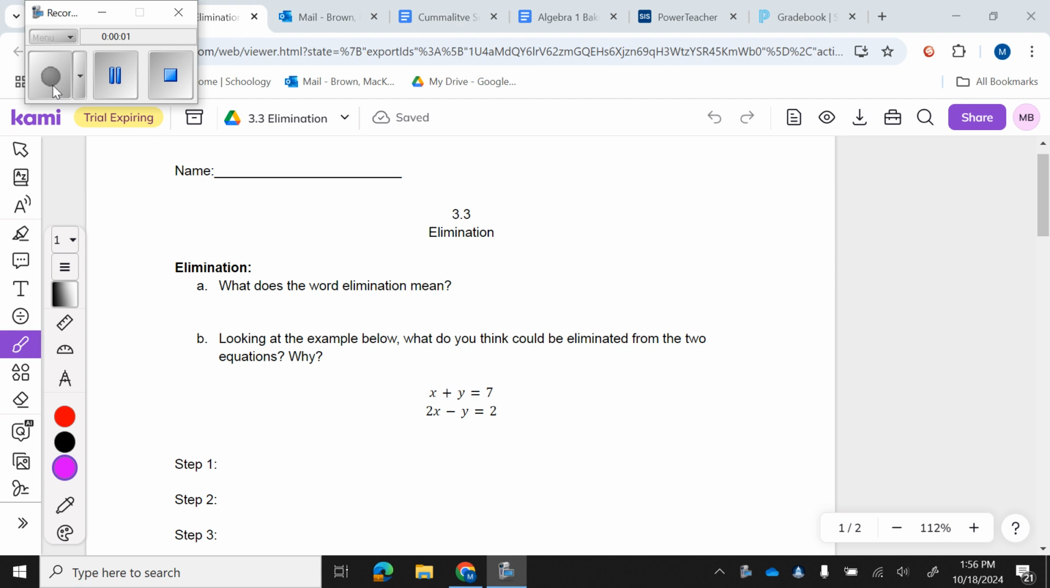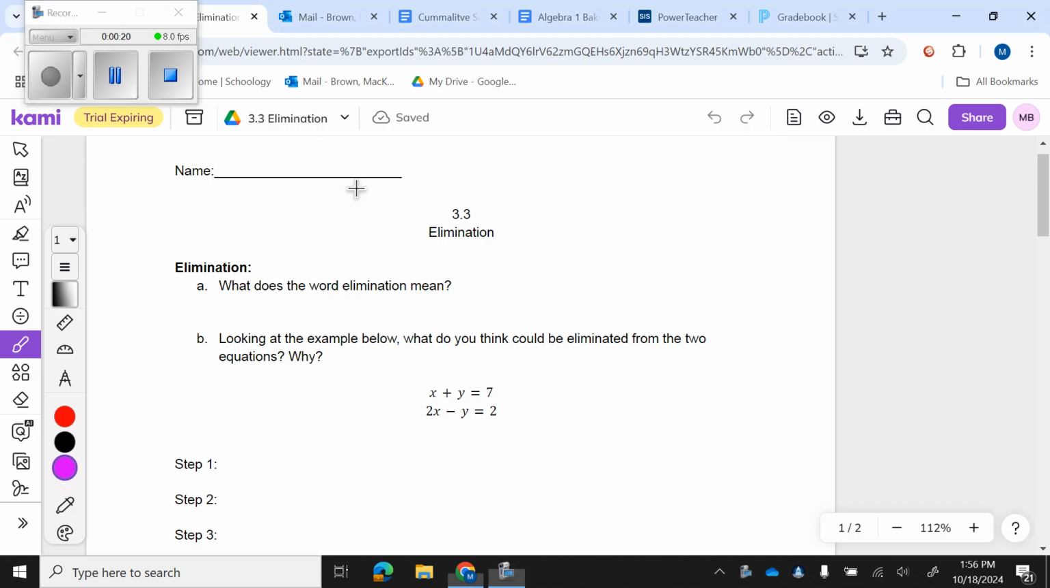Way to solve a system of equations, and it's going to be by elimination. Whenever you eliminate something, you're getting rid of it, or making it go away. That's basically what it means in this math problem. When we eliminate it, we're going to get rid of it. You've got to make it go away.